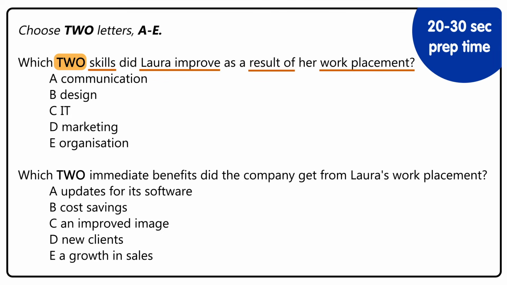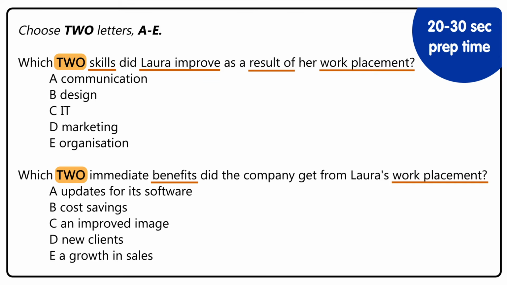So we have to find 2 skills. So what are the answer choices? Communication, design, IT, marketing, and organization. And in the second part, again, we have to find 2 immediate benefits. So our keyword is benefit. Did the company get from Laura's work placement? So this work placement, what benefits did it bring, right?